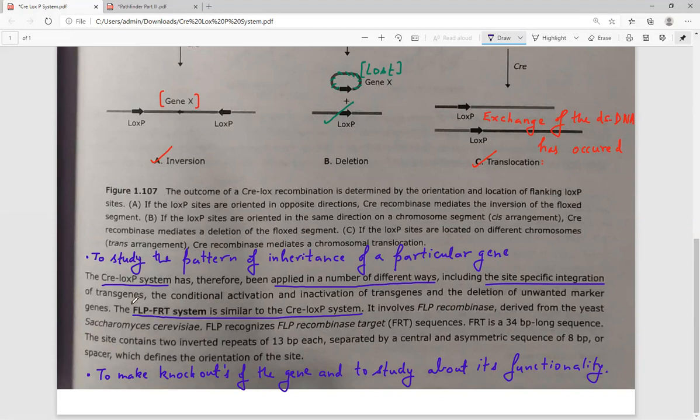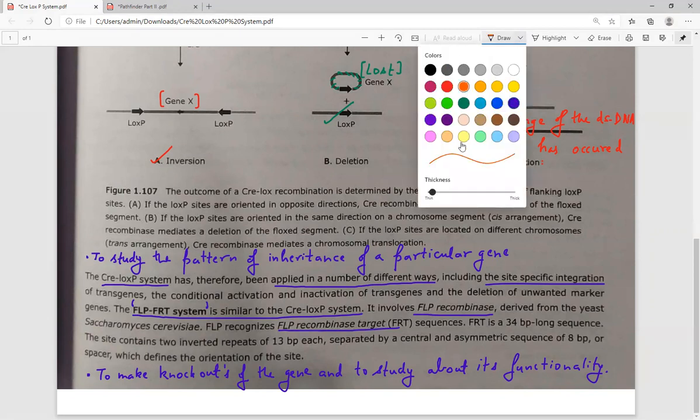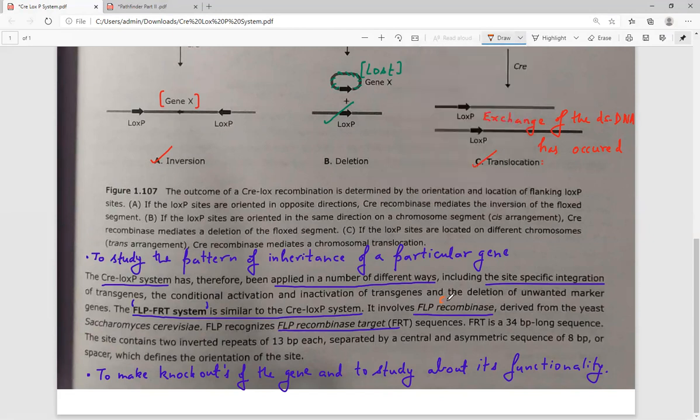We use another system that is referred to as the FLP-FRT system. Okay, it involves a recombinase that is referred to as the FLP recombinase derived from the yeast cell Saccharomyces cerevisiae and the FLP recombination target, just like Cre and Lox. So the function of Cre will be performed here by the FLP recombinase, and the function of loxP will be performed by the target site. Rest all will remain same.